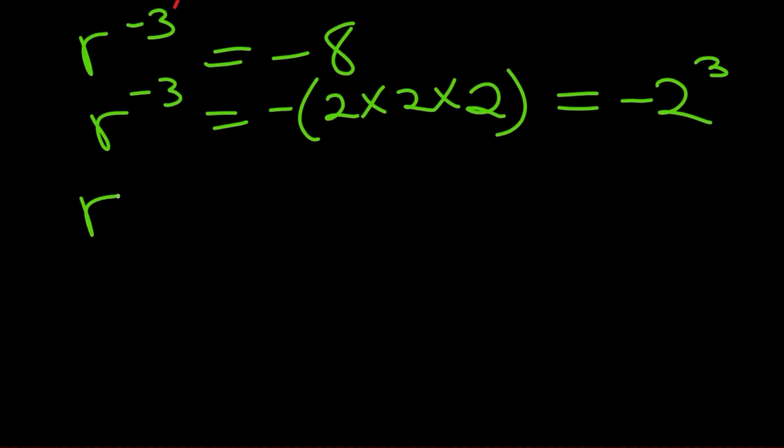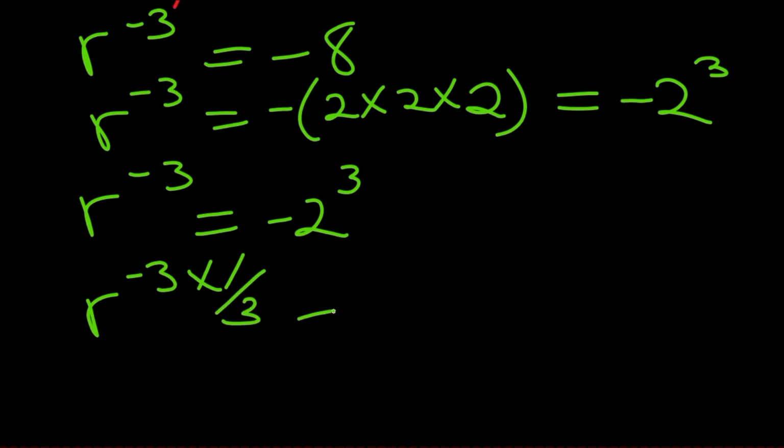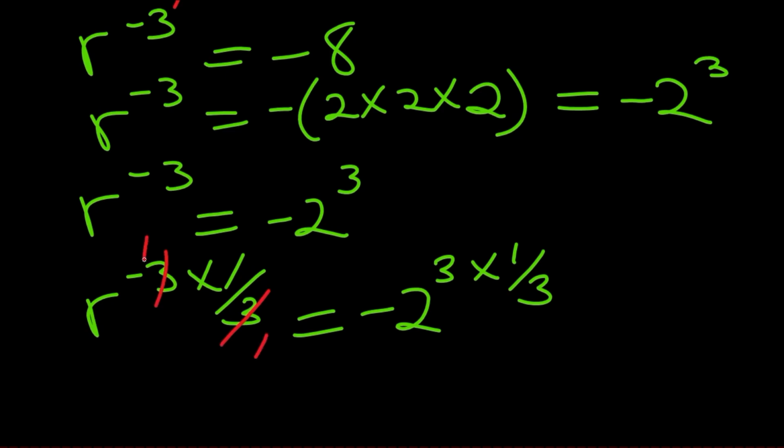Then we have r raised to power minus 3 is equal to minus 2 raised to power 3. Let's multiply both powers by 1 over 3. R raised to power minus 3 times 1 over 3 is equal to minus 2 raised to power 3 times 1 over 3. Simplifying, 3 divided by 3 is 1 in each case. So we are left with r raised to power minus 1 is equal to minus 2 raised to power 1.